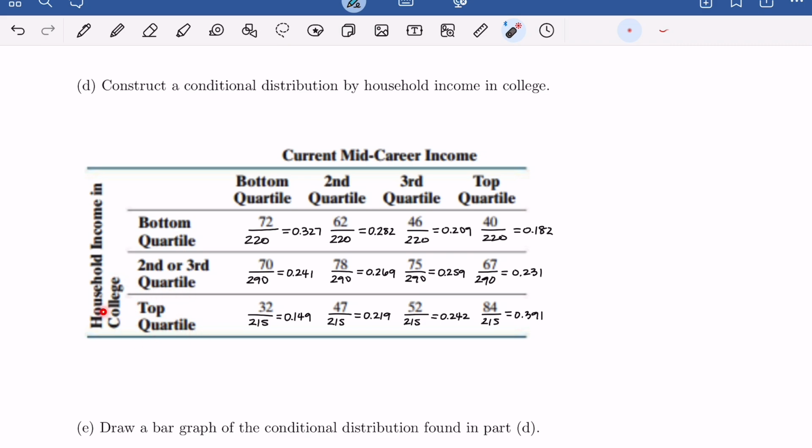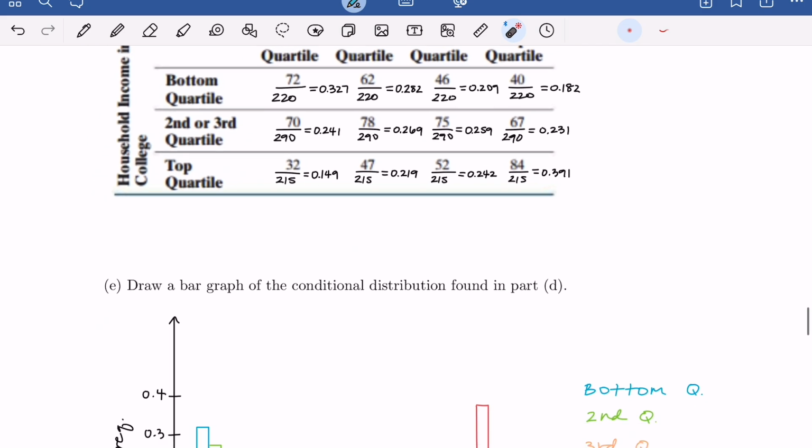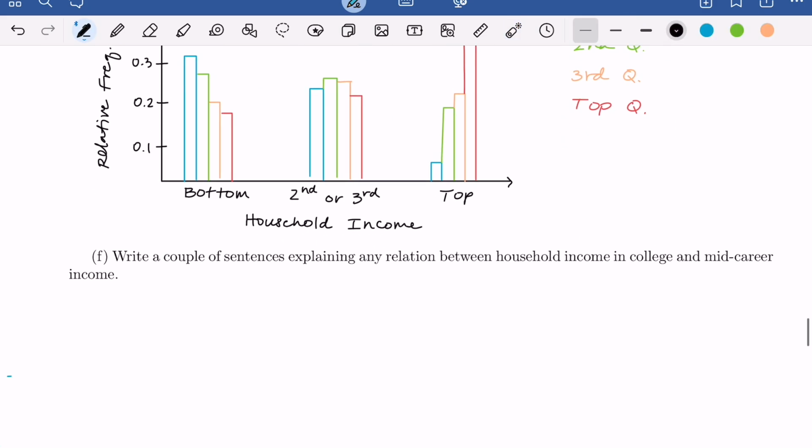The same can be said for our top quartile. People who were in the top quartile for household income in college generally stayed there. We have a higher relative frequency here. They usually didn't move to the bottom quartile; we have a very low amount here. So generally, people in the bottom quartile are more likely to stay there, and people in the top are also more likely to stay there. So we'll write something there.